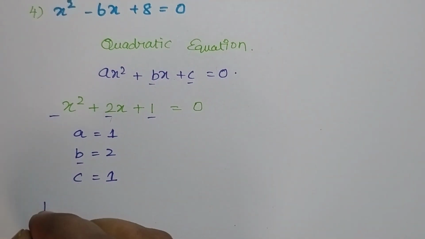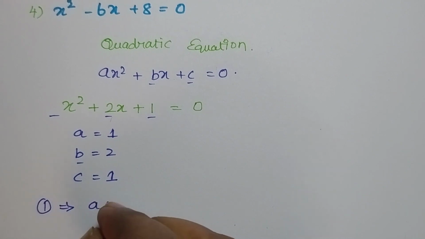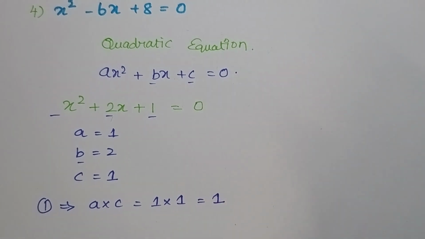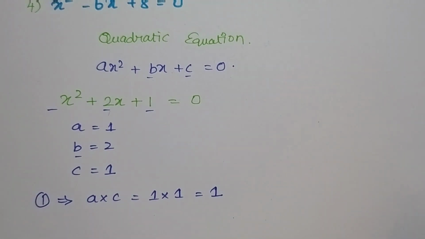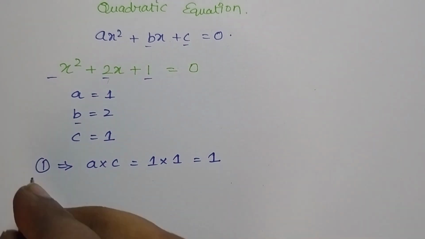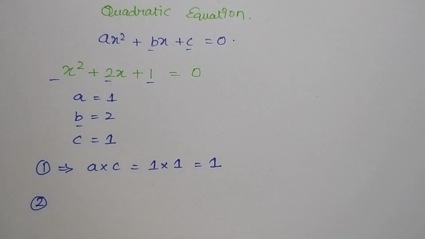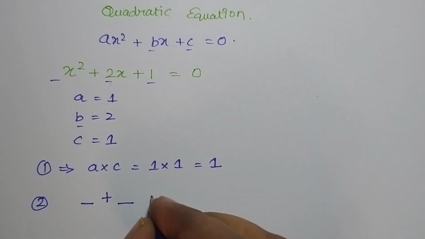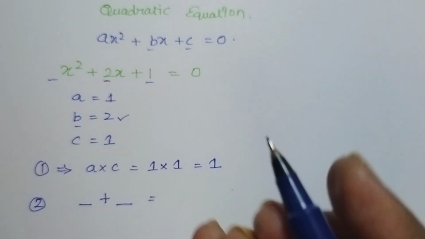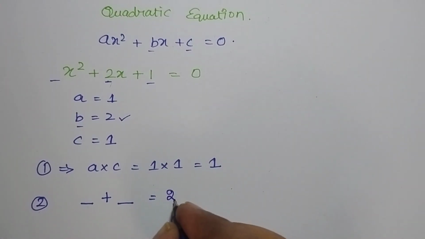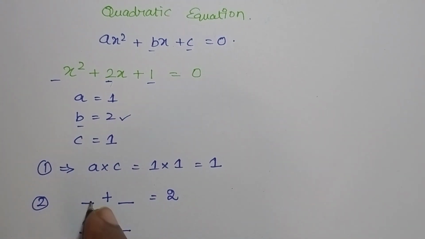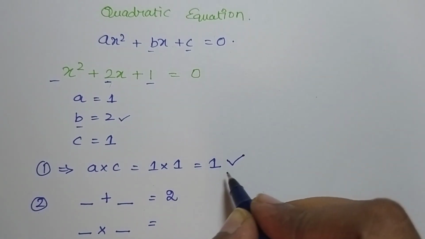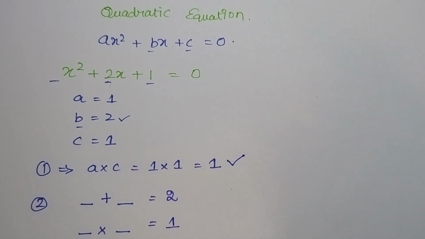First step, I am going to multiply a and c. What will be the answer I get? I get 1. So to find the factors, we need to do two things. The second step is the important step. Here I am going to take two values. If I add the two values, I will get the b value, that is 2. If I multiply the same two values, I get the value that we found in the first step.